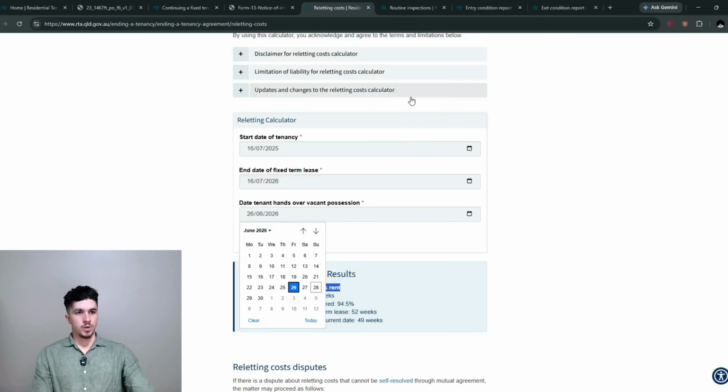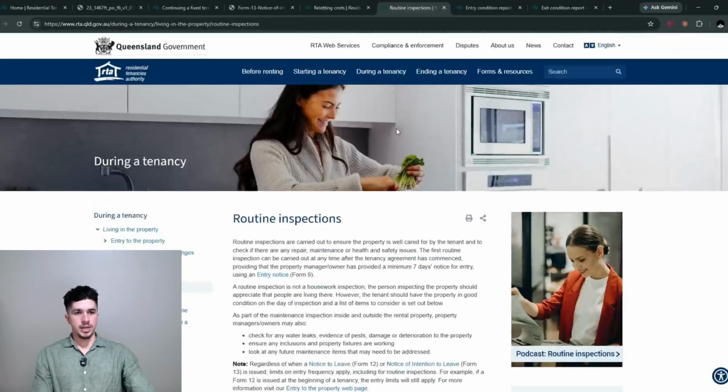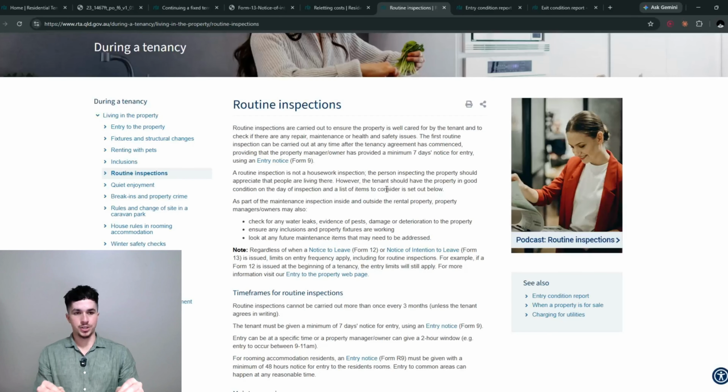The next one I wanted to speak on is routine inspections. This inspection can only be conducted once every 3 months, or it works out to be once every 17 weeks. We have to give at least 7 days notice. That's not an issue because we plan months and months ahead.